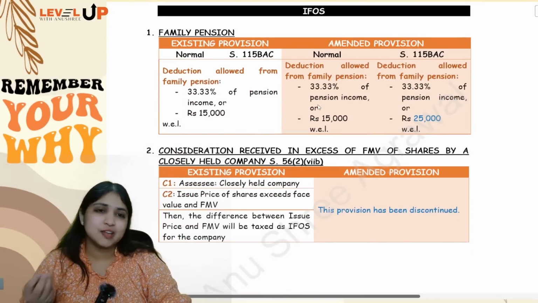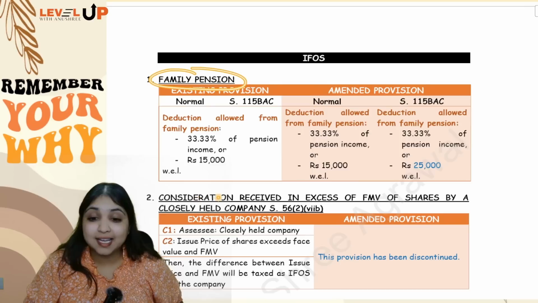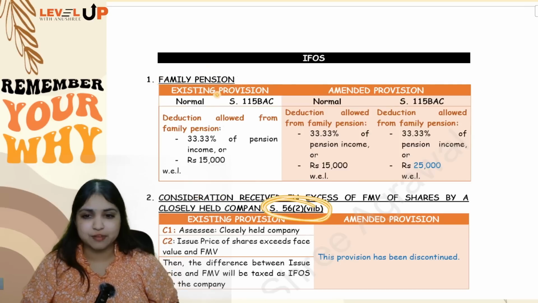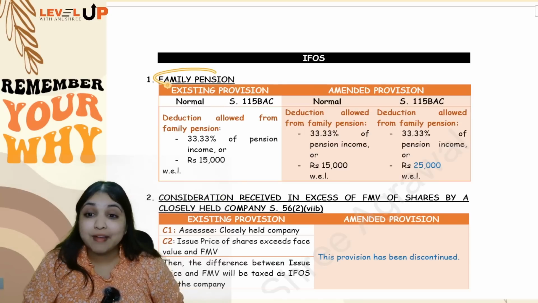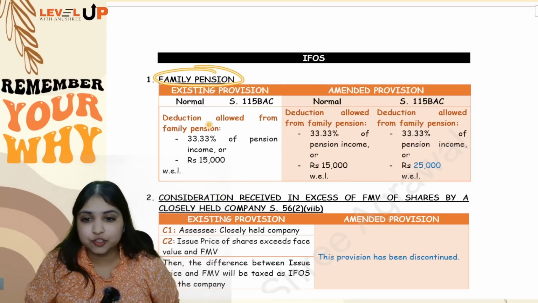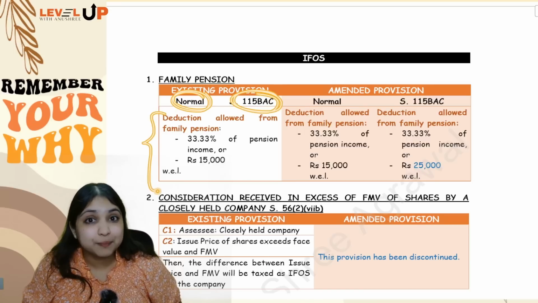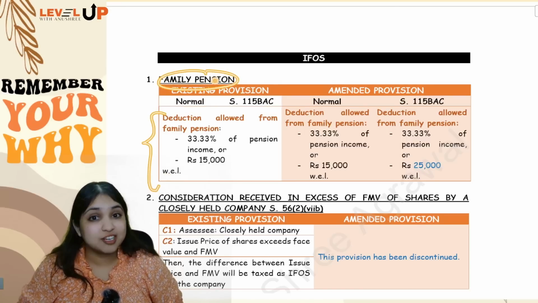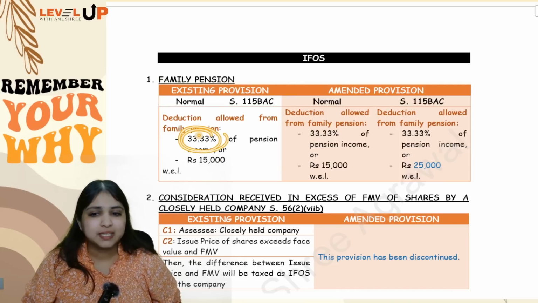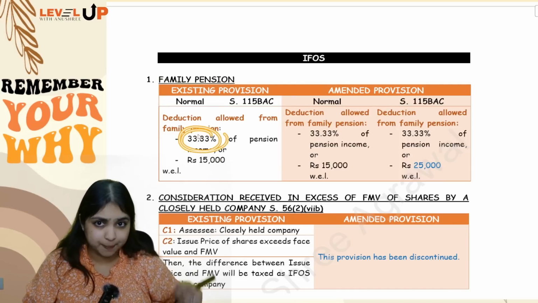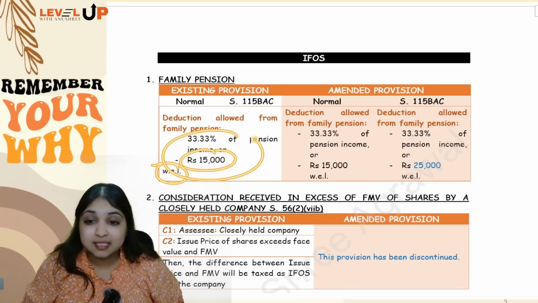Under IFOS, we have two small amendments, guys. One is in family pension and the other is in section 56(2)(viib). Both are extremely simple. 1 minute, it will get done. Family pension, what is your existing provision? Whether assessee is following normal, whether 115BAC, common provision you have, guys. Family pension is taxed under the head IFOS. And how much deduction do you get? 33.33% of the pension income, or 15,000, whichever is lesser. This is the deduction you get.